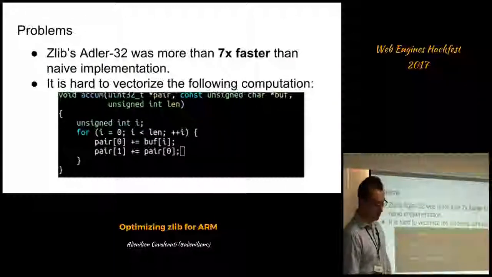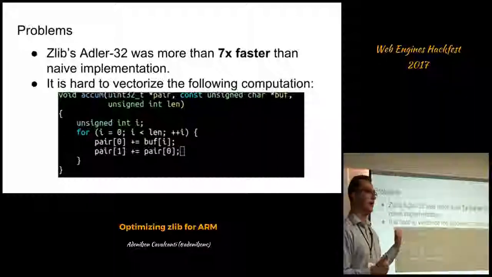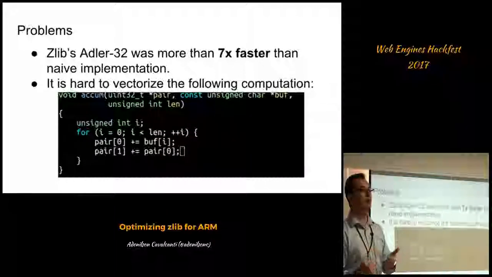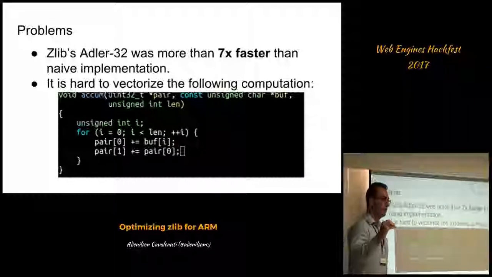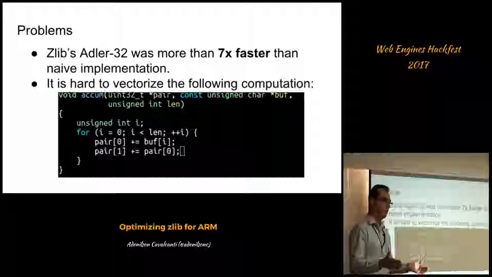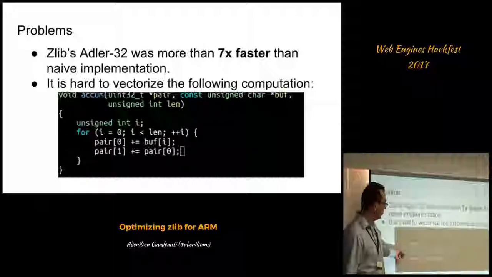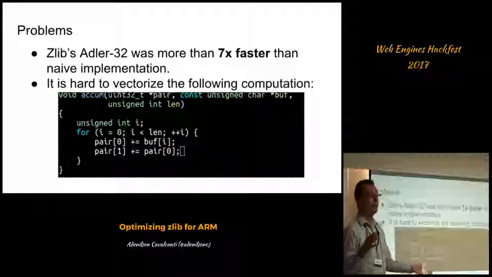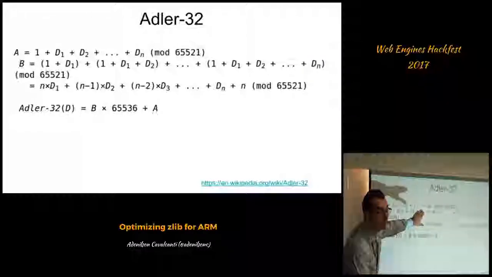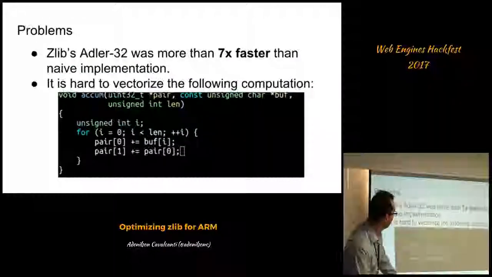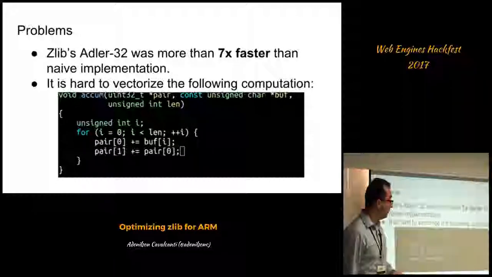So the first problem was that the zlib implementation is actually pretty fast. When you compare it against the naive implementation, it's about 7 times faster on ARM. I think on Intel it's about 10 times faster. And especially if you are used to the idea of vector programming, it's extremely difficult to try to represent this. Because basically we have the first component, the A element, which if you look at the formula, is actually really simple, it's just the sum. But the second component depends on the first component. So it was a little bit tricky to represent that.